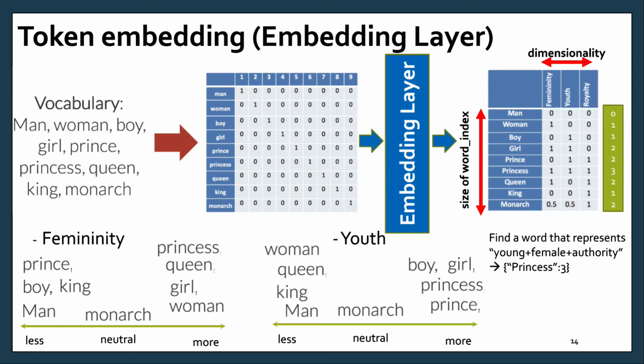And they now give you a prediction. So for femininity, it's more likely for a princess, queen, girl, and woman, and less for a prince, boy, king, and man, and the same with youth as well.